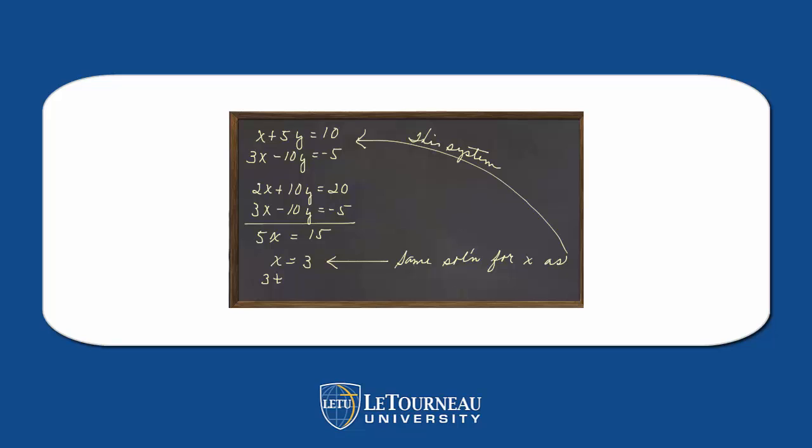Now, we'll do some back substitution. We get 5y equals 7 and y equals 7/5. We're going to go ahead and finish this system this time. So what have we done here? We multiplied one equation by a constant and added it to the other equation.